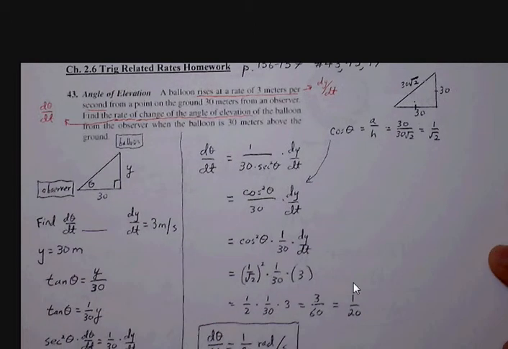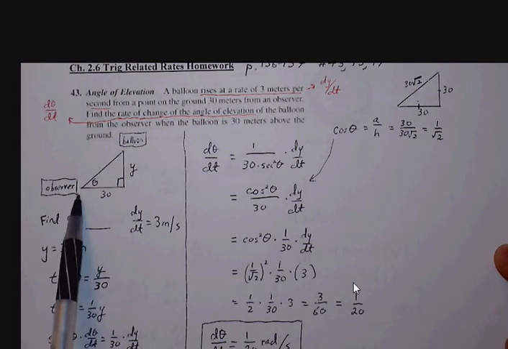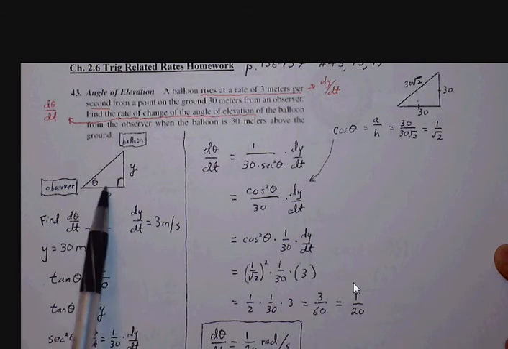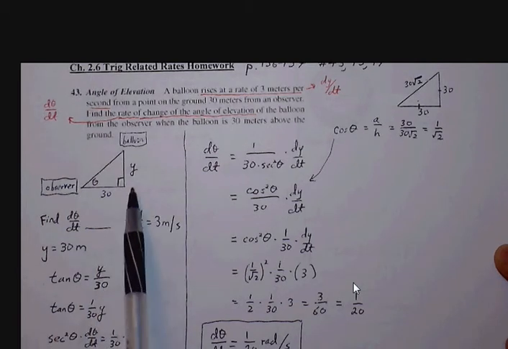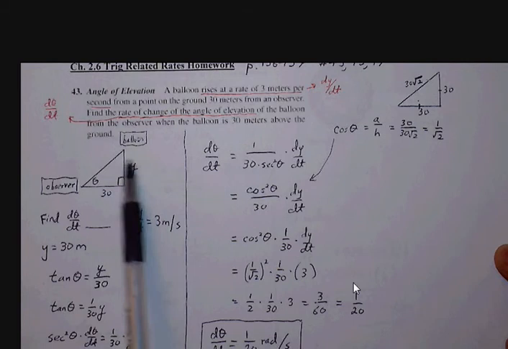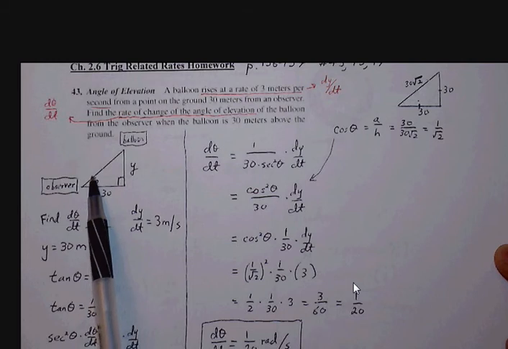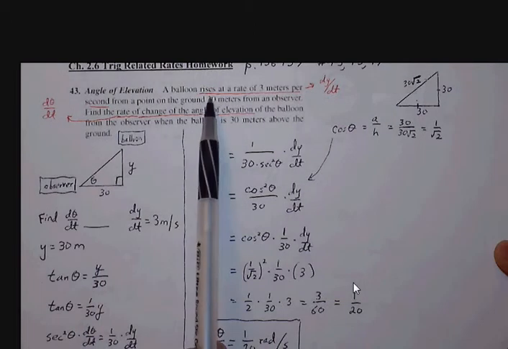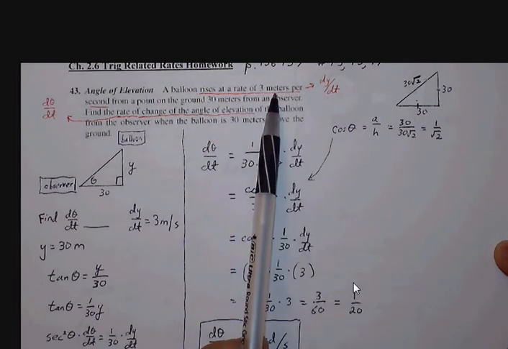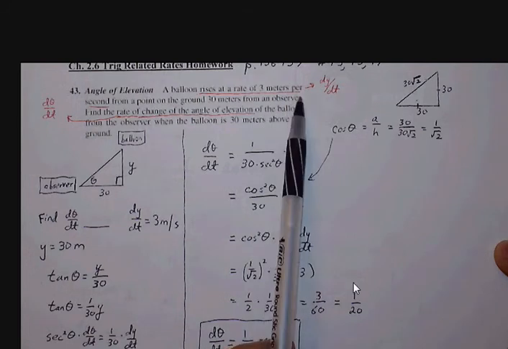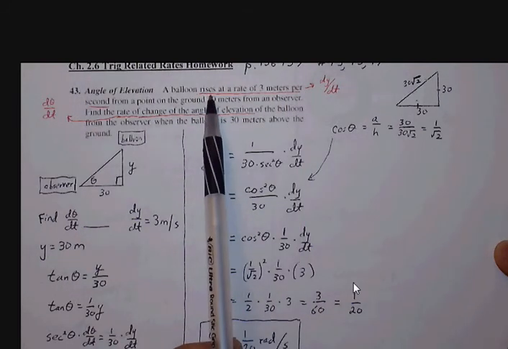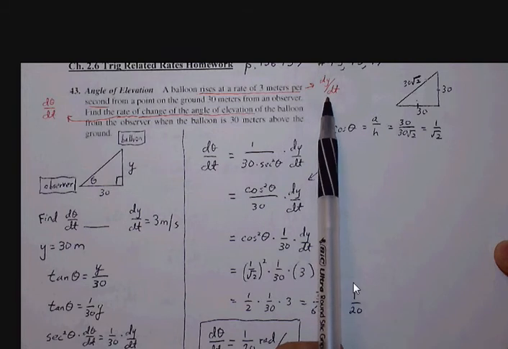So if we draw a triangle, the observer is standing at a point, and then 30 meters away the balloon is rising, and y represents the height of the balloon at a given moment in time, and theta is the angle. d theta dt is what we're trying to look for. The balloon is rising at a rate of 3 meters per second. This is talking about the rate of change, right? Rises, this is a changing value, and we're going to assign that to be dy dt.